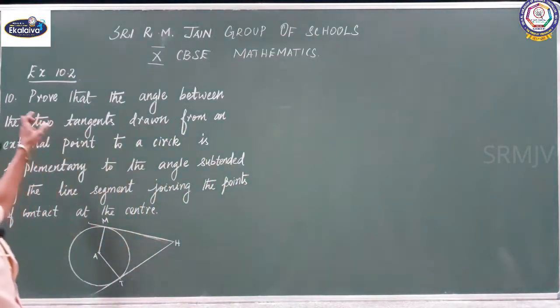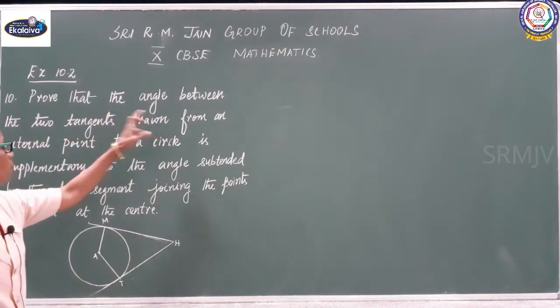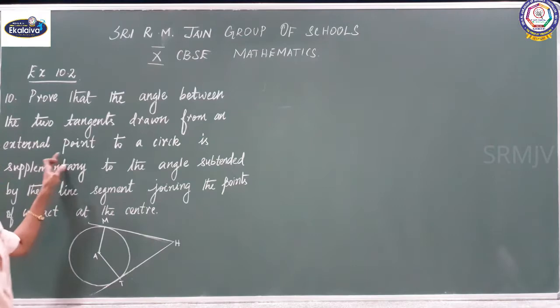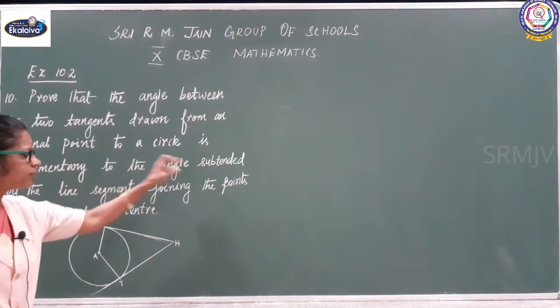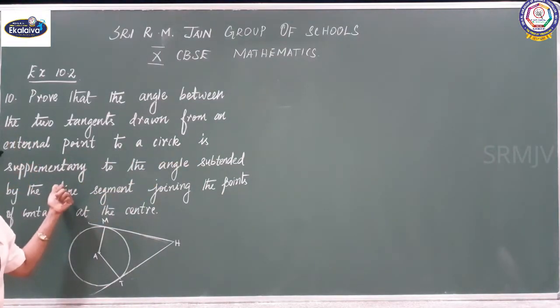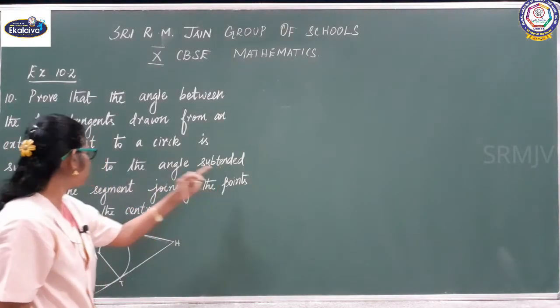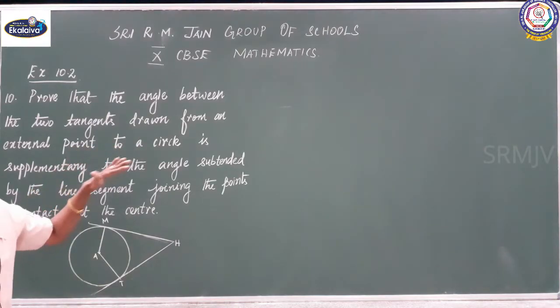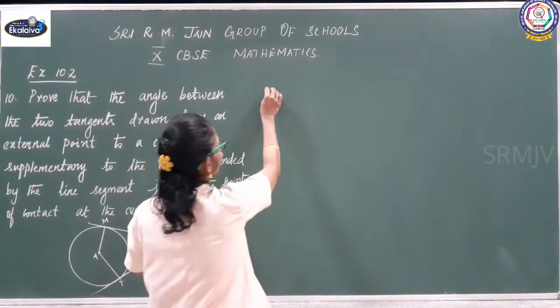Question number 10. Prove that the angle between the two tangents drawn from an external point to a circle is supplementary. Supplementary means what? 180 degree, right? To the angle subtended by the line segment joining the points of contact at the center. What they are asking to prove, I am going to write it in the simplest format.